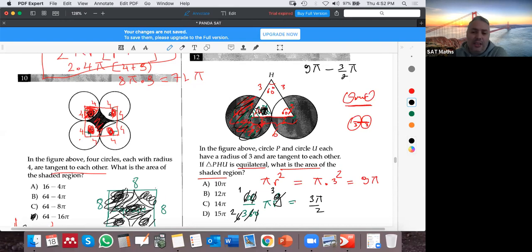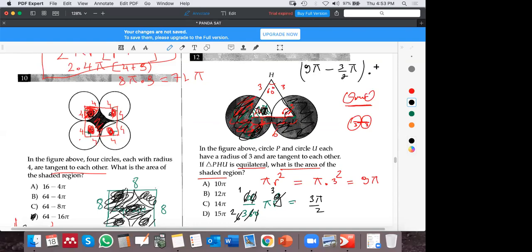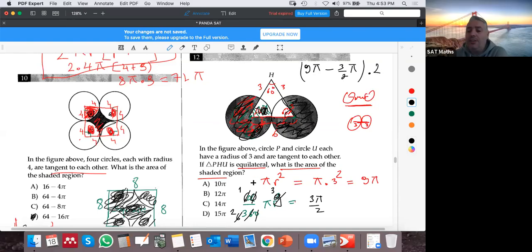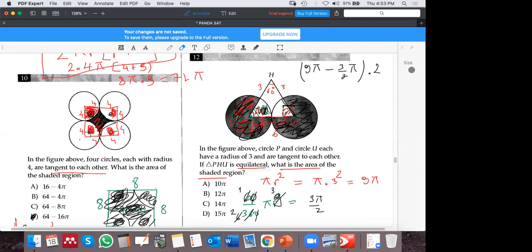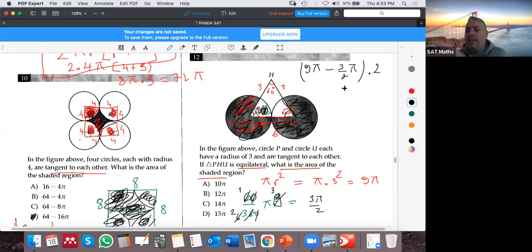Now, one question. These two circles are identical. What do you think? This shaded region is also the same as this shaded region, since it is 60 degrees and radius 3. Can I multiply this area by 2 to find the total shaded region? Yes, it can be. So no need to calculate separately. Then 2 times 9 pi is 18 pi, 2 times 3 over 2 is 3 pi. So the result is 15 pi. Just distribute here and here. Do we have 15 pi? Yes, it is here. Okay.